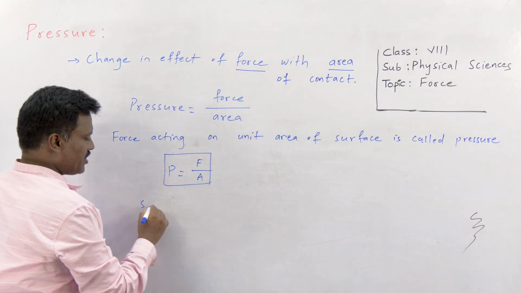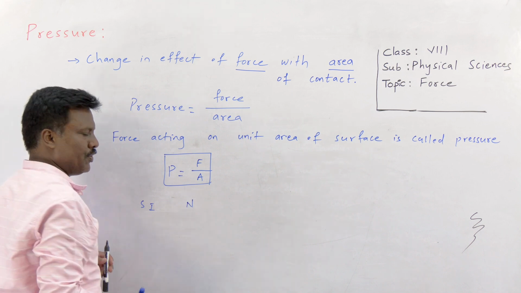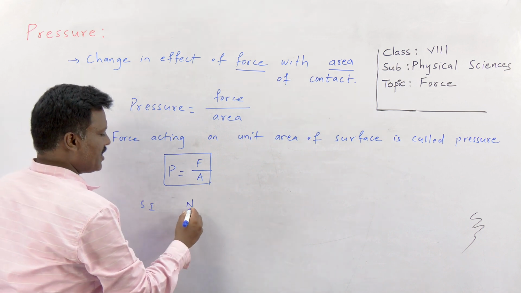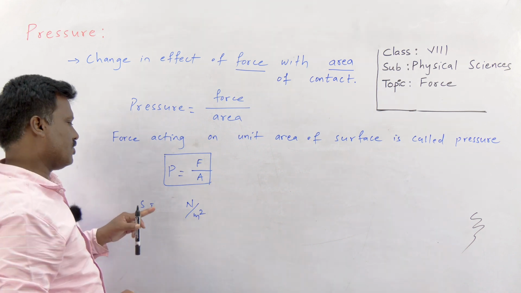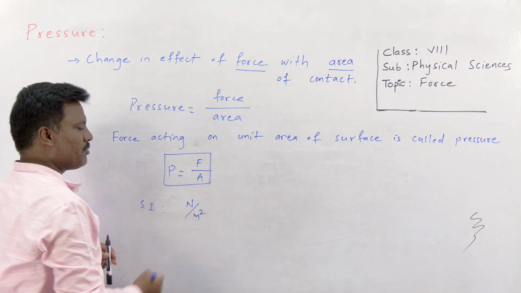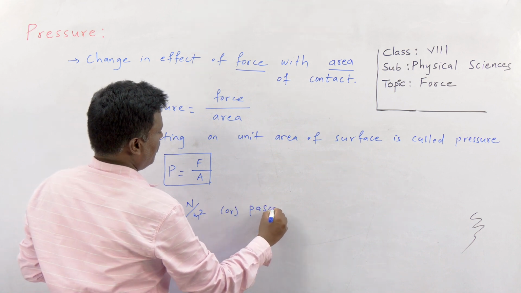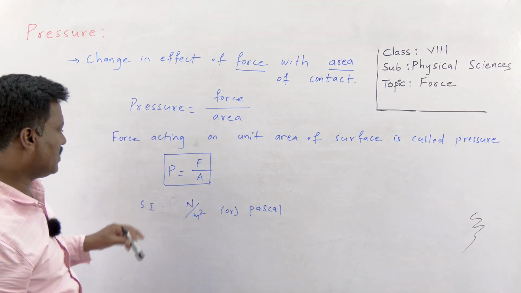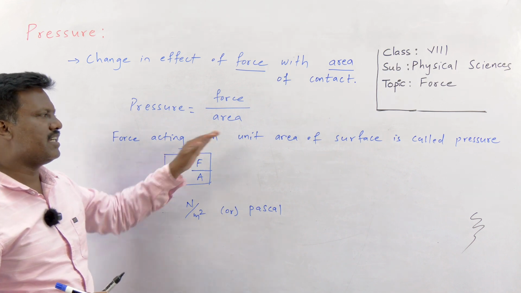Now we are going to write the SI unit of pressure. The SI unit of force, as we discussed in the last video, is Newton. Area is a two-dimensional measurement, and its unit is meter square. So the SI unit of pressure is Newton per meter square, or in some cases we say Pascal. These are the SI units of pressure. So pressure is equal to force acting on unit area.